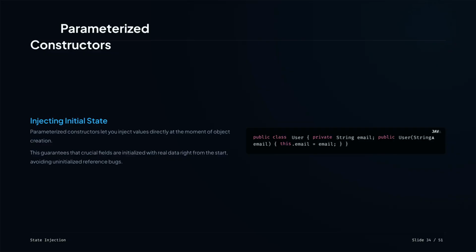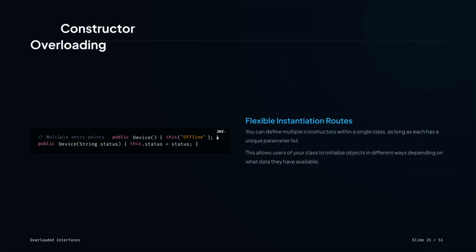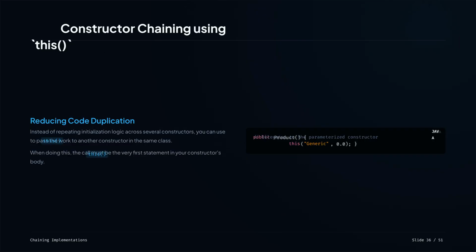This guarantees that critical fields are populated with valid data, preventing common bugs related to uninitialized references. Constructor overloading allows you to define multiple initialization paths within the same class. Each must have a unique parameter list, giving users flexibility to instantiate objects based on the data they currently have available. To reduce code duplication, you can use constructor chaining with the this keyword. This allows one constructor to delegate setup work to another within the same class, provided the call is the very first statement in the body.